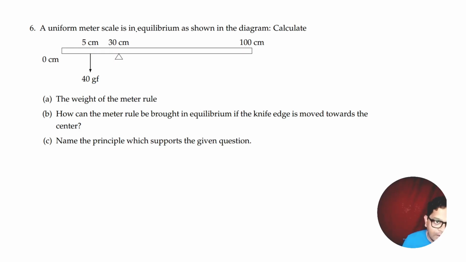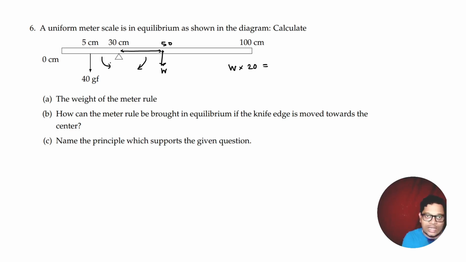A uniform meter scale is in equilibrium. Again, this is 0, this is 100, so this is 50. The weight of the scale will act at its center. Now this is in equilibrium, therefore the clockwise and the anti-clockwise moments have to be equal. So how much is the clockwise moment? W times the distance. This distance from 30 centimeter to 50 centimeter is 20.